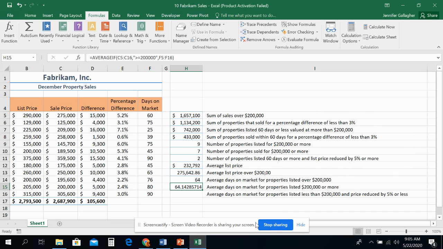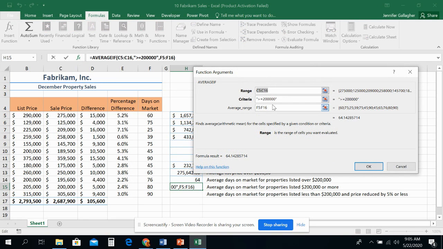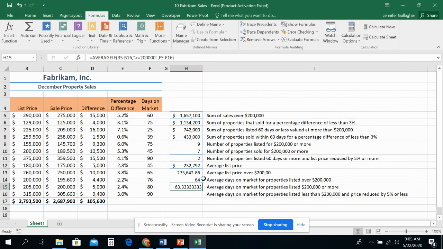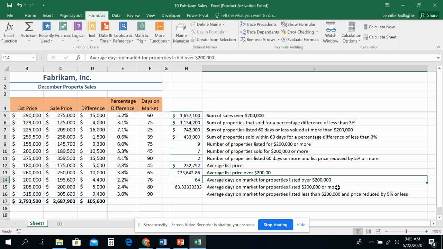Okay, I am trying to show you that, give me 1 second. I did list price, I did sale price. Now it's fixed. I'm trying to show you what two little tiny words can do here, okay? So average days on market listed over 200,000. Don't include 200,000. That's what that one's saying. And it's 64.